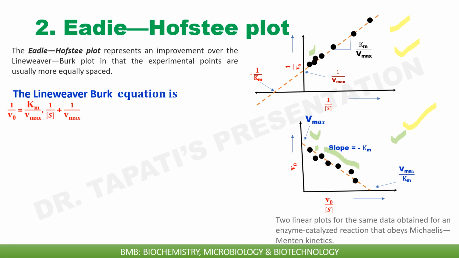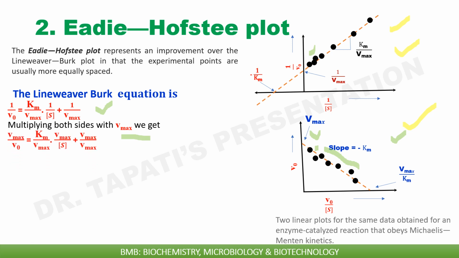As you know, the Lineweaver-Burk equation is 1 by V0 equal to Km by Vmax into 1 by S plus 1 by Vmax. If you multiply both sides with Vmax, we get Vmax divided by V0 equal to Km by Vmax into Vmax by S plus Vmax by Vmax, because we are multiplying Vmax on both sides.